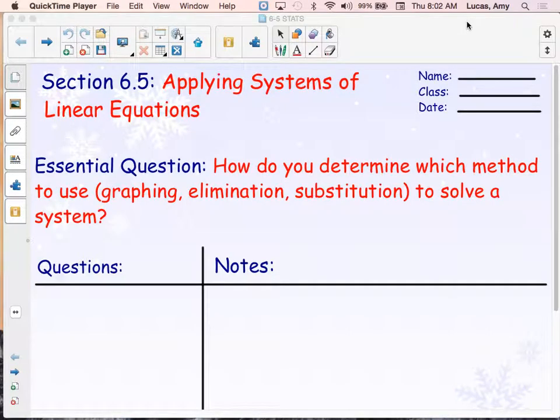Lesson 6.5, Applying Systems of Linear Equations. Our essential question is, how do you determine which method to use to solve a system? And the three methods that we've worked with are graphing, elimination, and substitution.